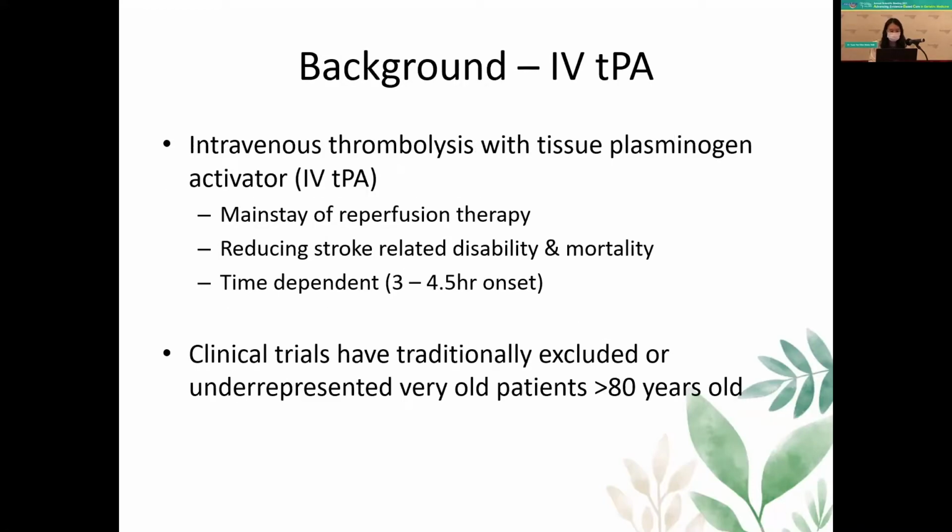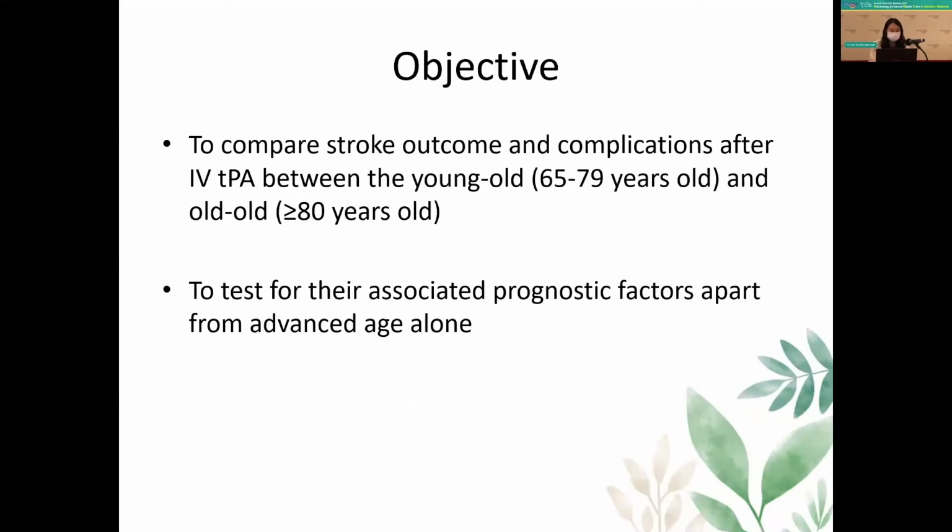Intravenous thrombolysis with tissue plasminogen activator, or IVTPA, is currently the mainstay of reperfusion therapy for acute ischemic stroke, with proven evidence to reduce stroke-related disability and mortality when given within the therapeutic window of 3 to 4.5 hours. Although advanced age is not an absolute contraindication for IVTPA, clinical trials have traditionally excluded or underrepresented very old patients over 80 years old. The aim of this study is to compare stroke outcome and complications after IVTPA between the young old, age 65 to 79, and old, age 80 or above, and to test for their associated prognostic factors apart from advanced age alone.